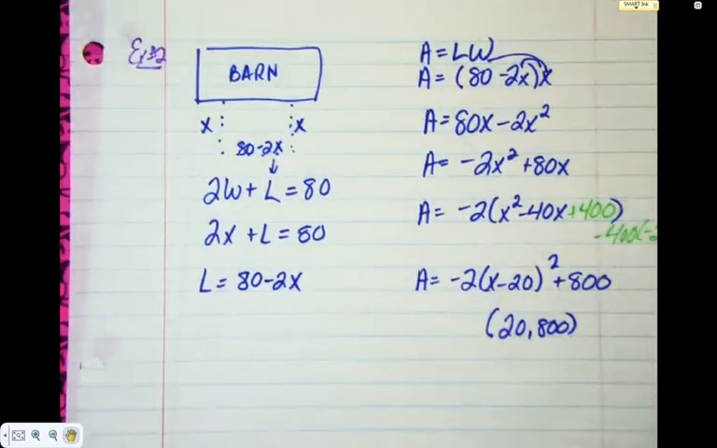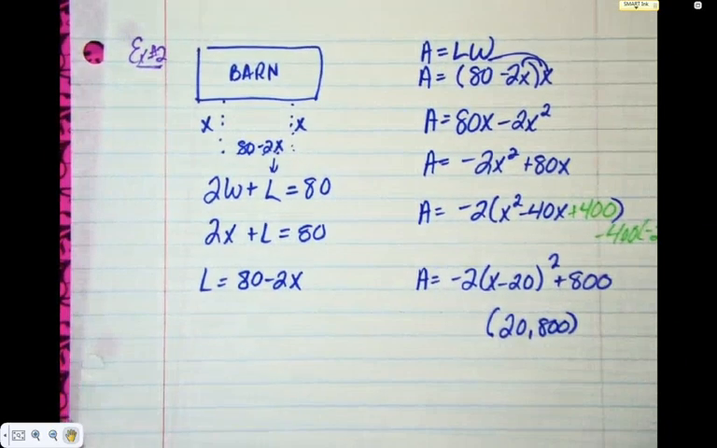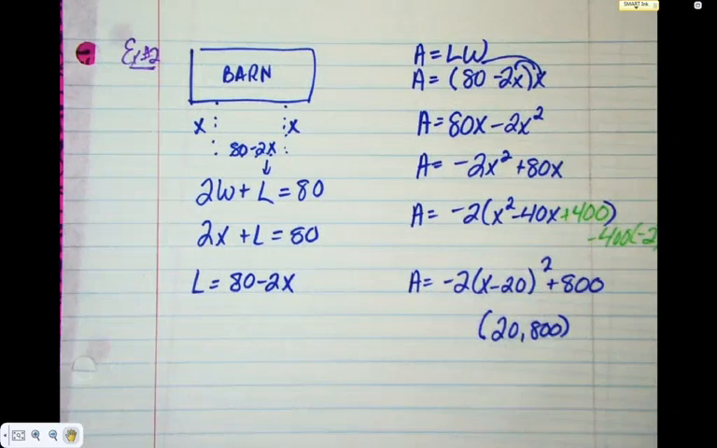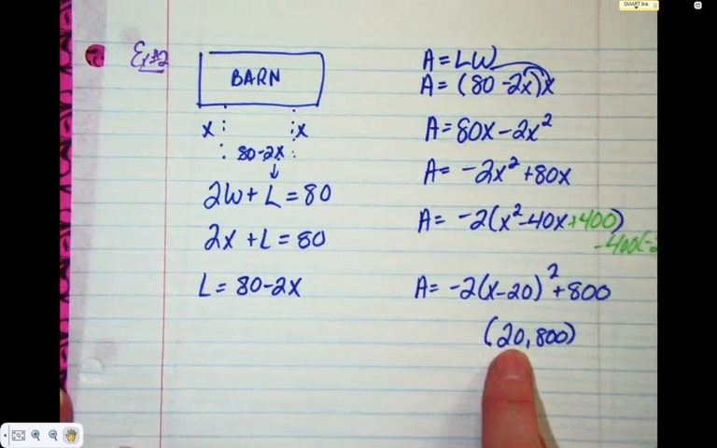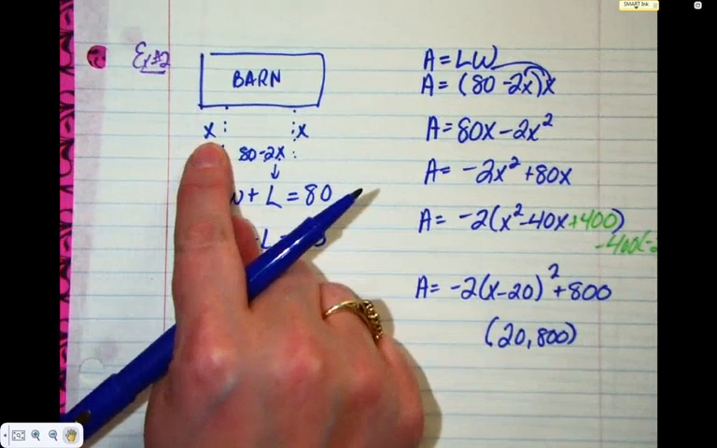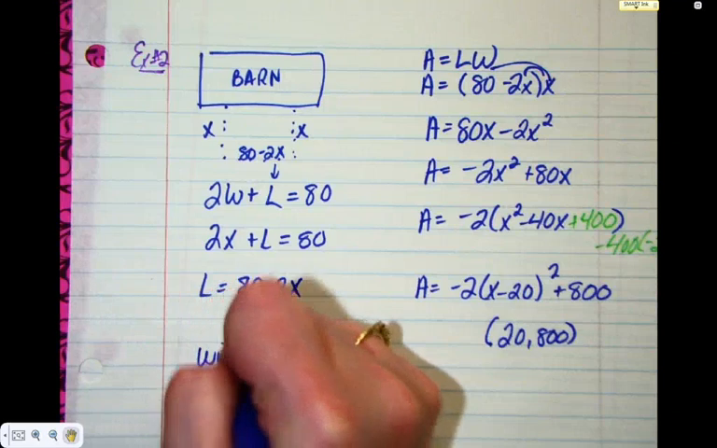Last part is just answering the question. What does this question want to know? What are the dimensions? It actually didn't even ask for the area. It doesn't care. It needs to be the length and the width. What is this 20? It's the width because we chose to call the x width. So the width is 20.